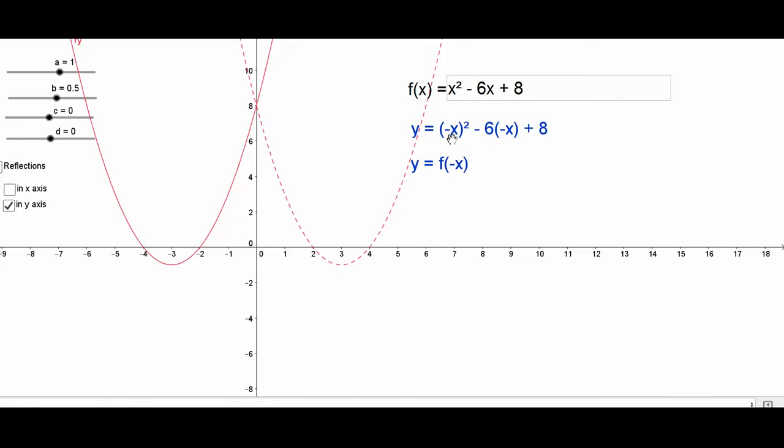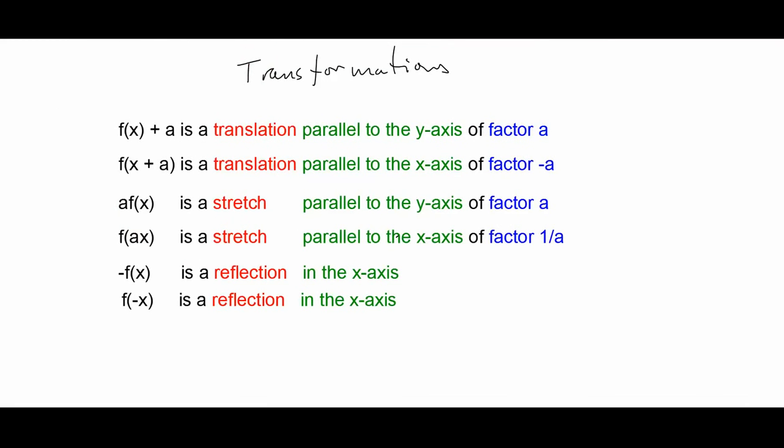We negate the x value to give the y value. So then to complete our summary, minus f of x is a reflection in the x-axis, and f of minus x is a reflection in the y-axis. For the reflections, when describing a reflection, there are only two things to say. It's a reflection and the axis in which it's reflected.